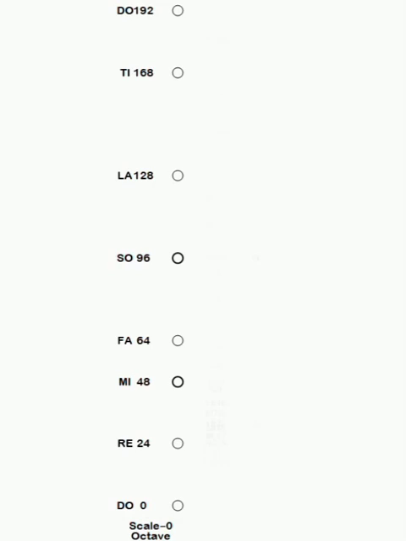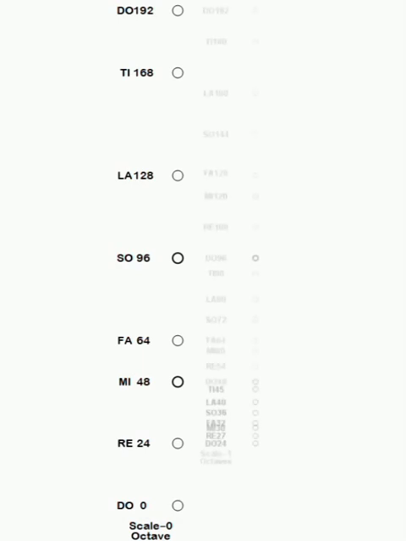Here, we choose the top do frequency to be 192, so that all of the inner scale 1 octaves will have frequencies which are whole numbers. But this choice is arbitrary. The top do frequency could be any number.